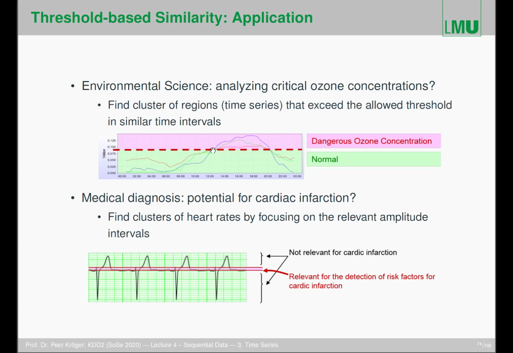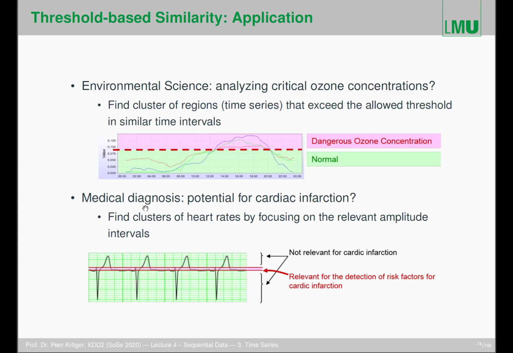So for example, here this is the critical value. The dangerous ozone concentration is above this one here. Below it's normal, and we are not interested. We are only interested in when the time series or the region is above this threshold, and we wanted to find those regions that have similar intervals of dangerous ozone concentrations.